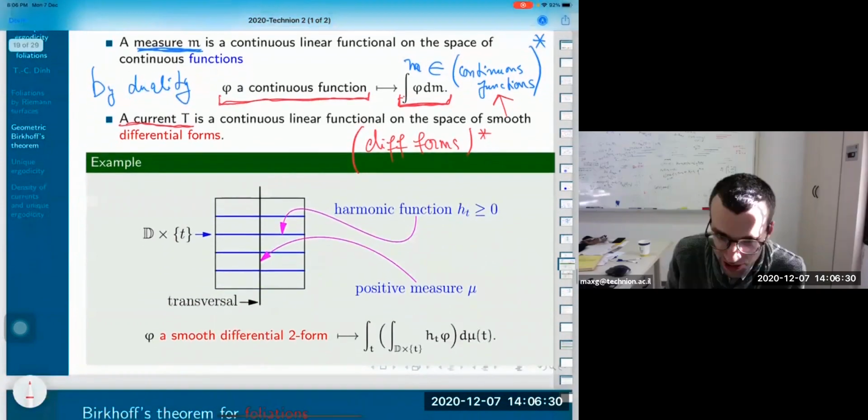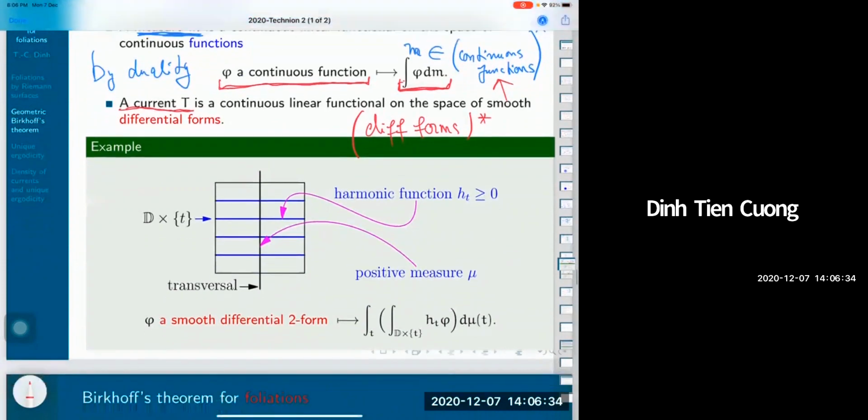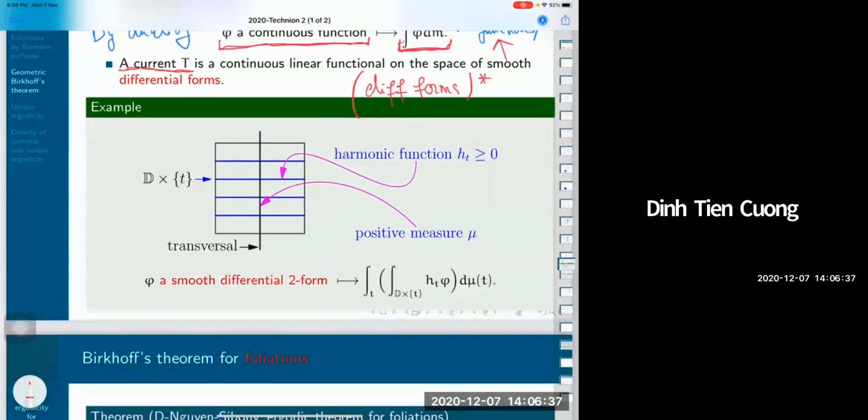So let's see this in our example. So here locally you have a positive measure mu, and you have harmonic functions h_t. So this is a current. This is a current because if you take a smooth form phi, you can consider this integral. So you take the product of phi with h, and then you take the integral on each blue disk, and then you take the integral with respect to mu. Okay, so this gives you a local current, but you can get the global picture by using a partition of unity. You use a partition of unity, then you have a global current.